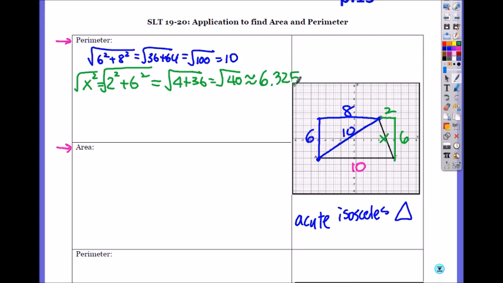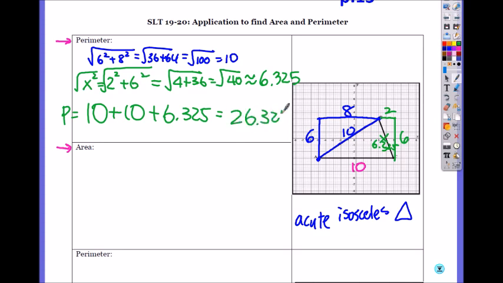So now, what do we do for the perimeter? You go around and add them, right? So the perimeter equals 10 plus 10 plus 6.325, which is 26.325 units.